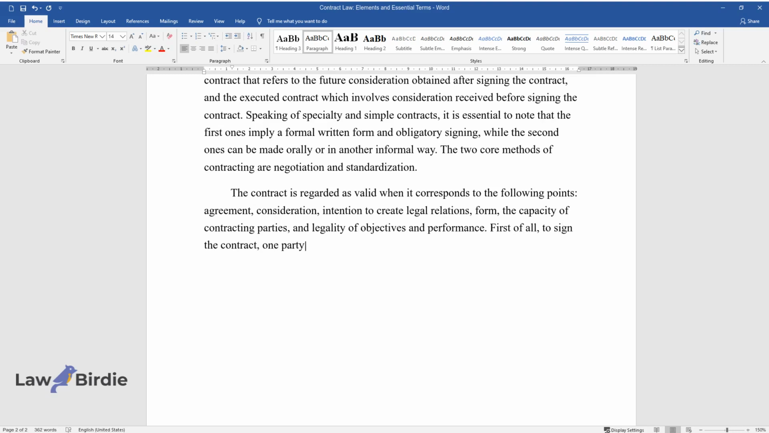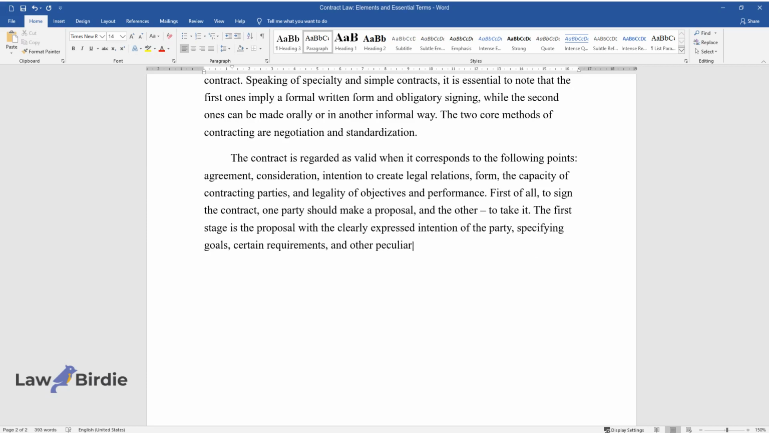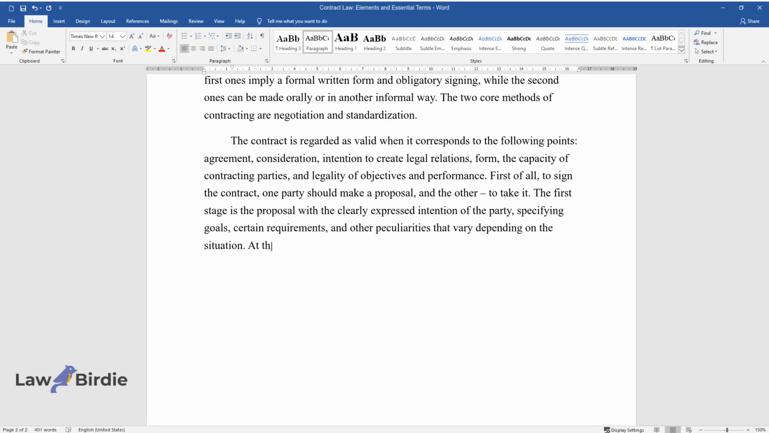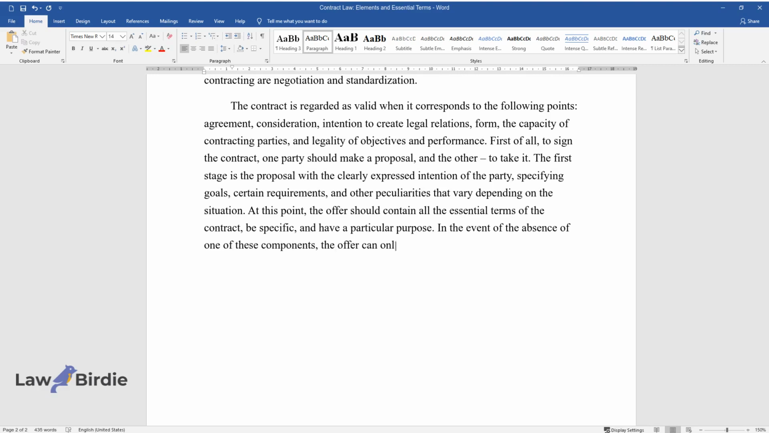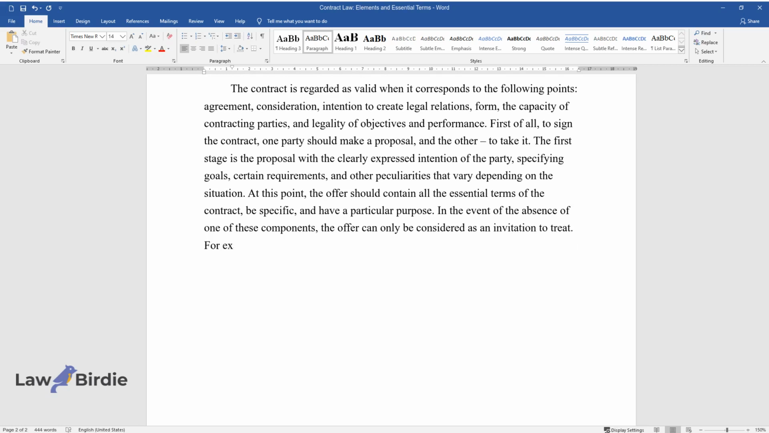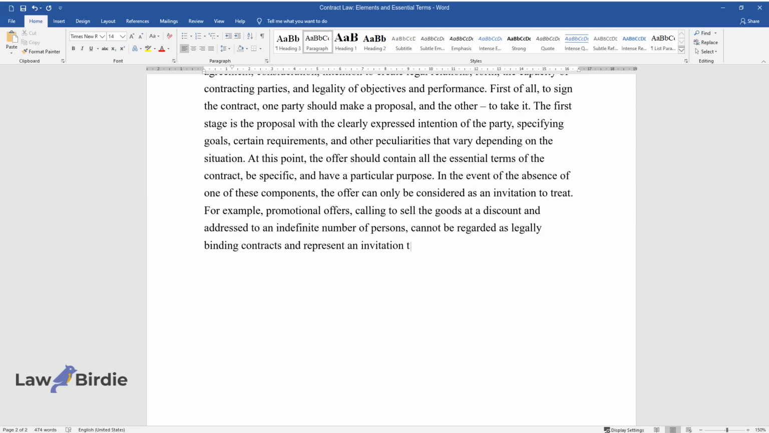First of all, to sign the contract, one party should make a proposal, and the other, to take it. The first stage is the proposal with the clearly expressed intention of the party, specifying goals, certain requirements, and other peculiarities that vary depending on the situation. At this point, the offer should contain all the essential terms of the contract, be specific, and have a particular purpose. In the event of the absence of one of these components, the offer can only be considered as an invitation to treat. For example, promotional offers, calling to sell the goods at a discount and addressed to an indefinite number of persons, cannot be regarded as legally binding contracts and represent an invitation to make an offer.